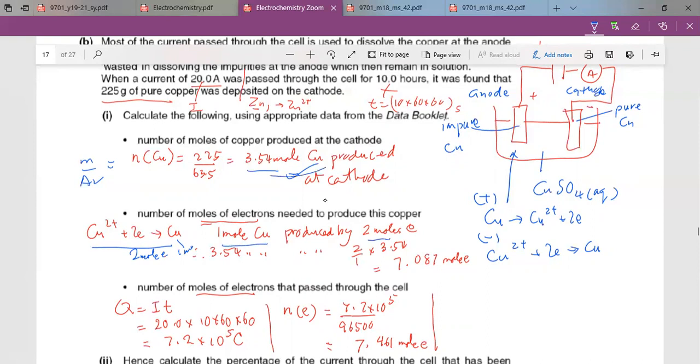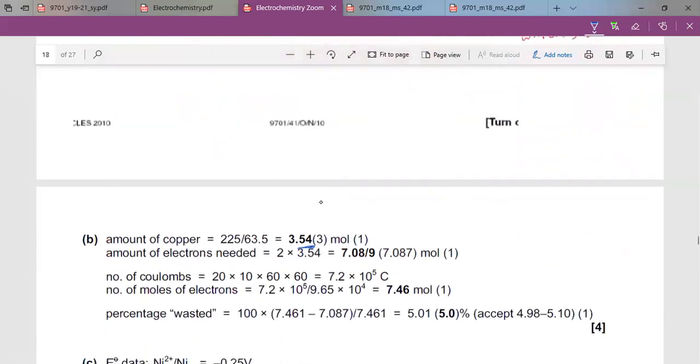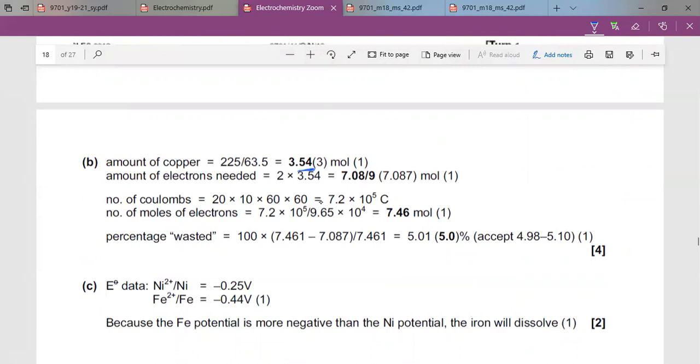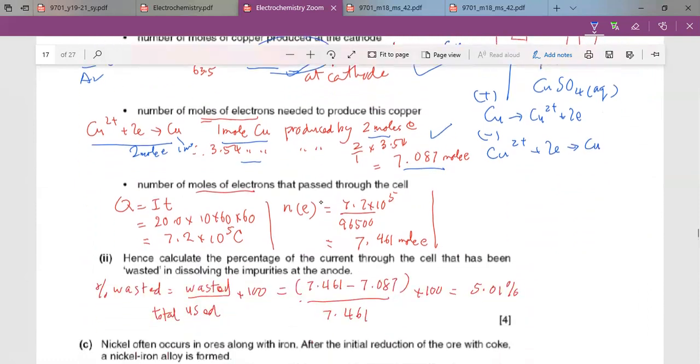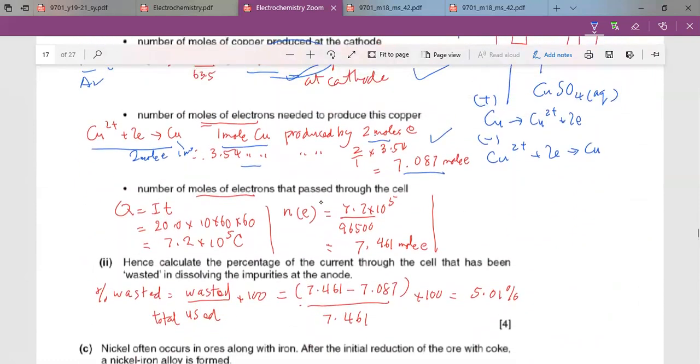So this number of moles of copper here, 3.54 moles of copper, produced by how much? 2 times, okay? So 7.087. Okay, 7.0, 7 here. Change it to 2 decimal places. So another 1 mark here. Number of moles of electrons given out or required, so 1 mark here. And the number of moles here, this is the number of moles of electrons. Well, what is the actual number? This is the actual.